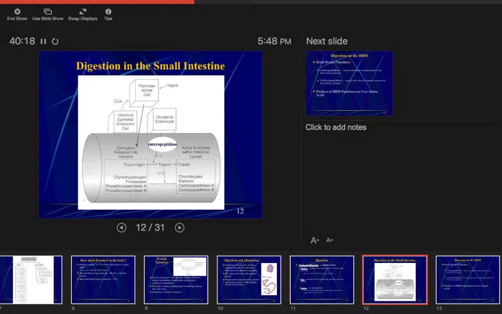Now, this is an example of a process we talked about before. These are zymogens. These are inactive enzymes. They come from the pancreas, and then they're activated in the lumen of the small intestine. All of these are inactive enzymes. The enzyme that starts their activation is enteropeptidase. So enteropeptidase is attached to enterocytes. It's always there.